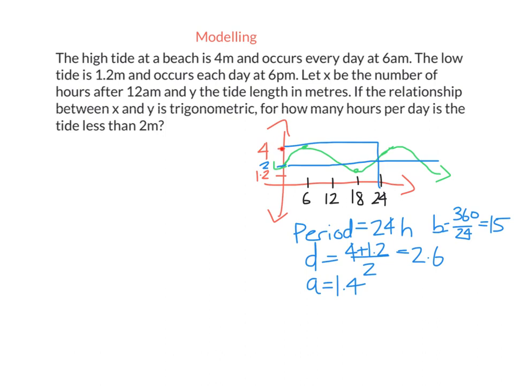The cos normally has a maximum at 0, but now it's at 6. Remember, maximums and phase shifts for cos graphs are a lot easier than for sine graphs. So we could easily come up with an equation here. It would be y equals a cos b, so we're in degrees here, x shifted 6 to the right, plus d. This equation models the tide.